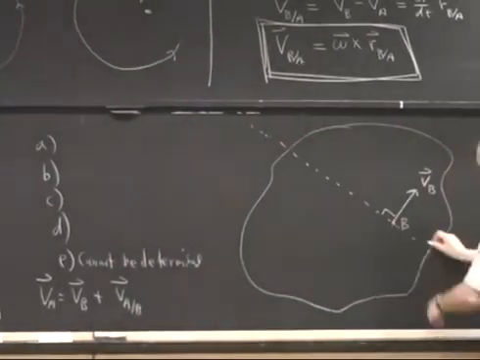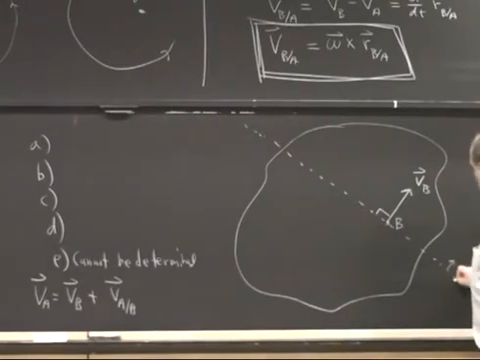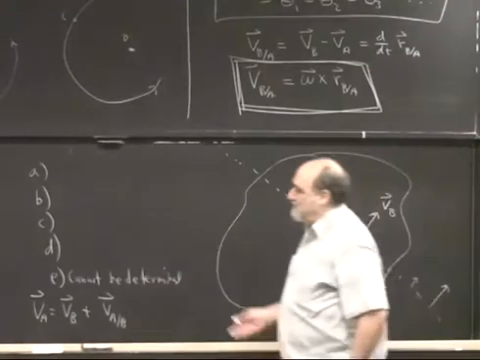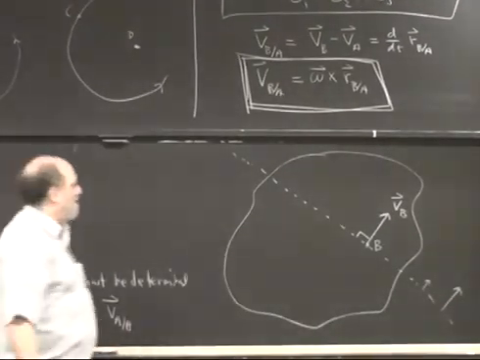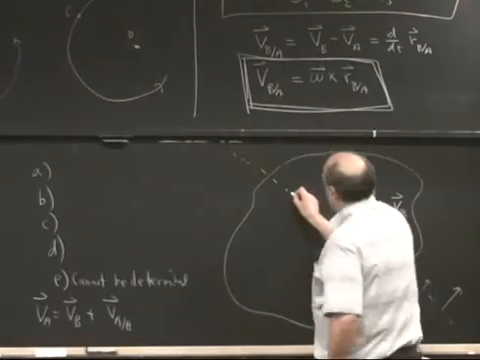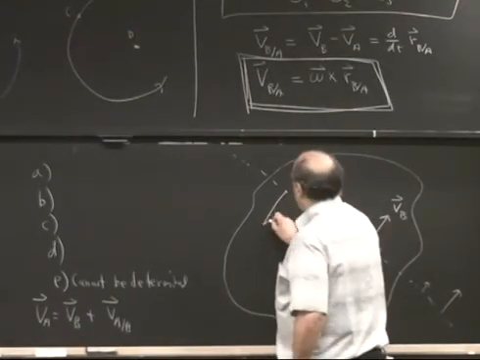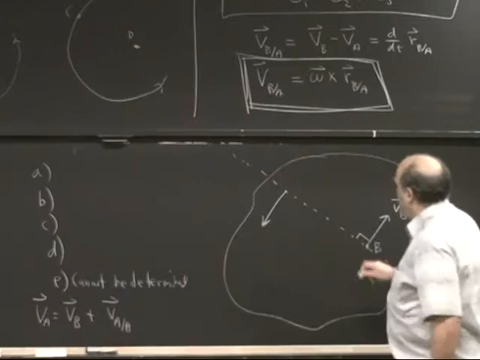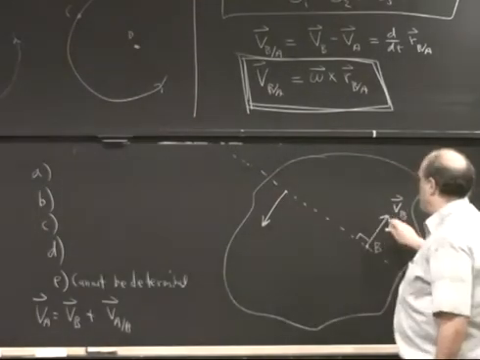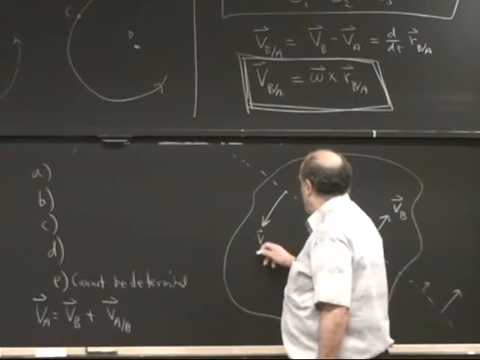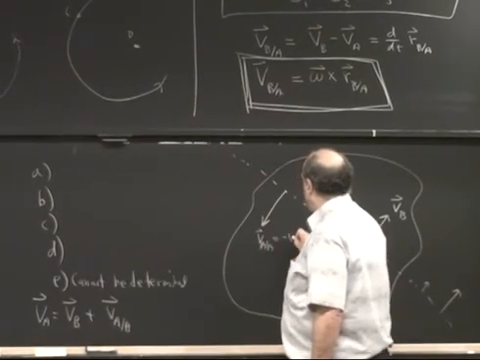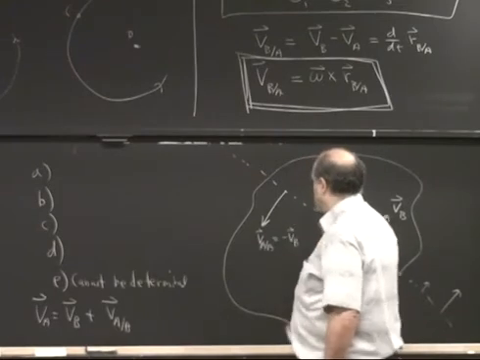So points over here on this line have velocity that are in this direction with our assumed sign convention that omega is positive counterclockwise. Points over here have a velocity in this direction. And we need this to cancel this. So it must be that the velocity of A with respect to B has to equal minus the velocity of B.